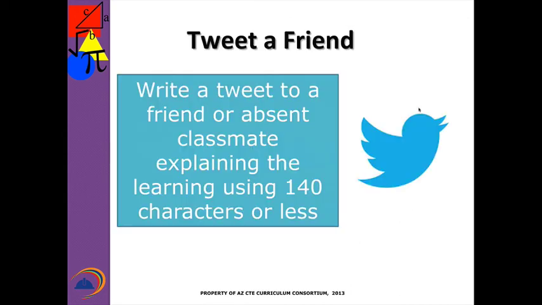All right, so now for closure, on your note taker, write a tweet to a friend or an absent classmate, and remember you can only use 140 characters or less to describe how you would do unit conversion. I'll meet you back here next time for another construction math lesson.